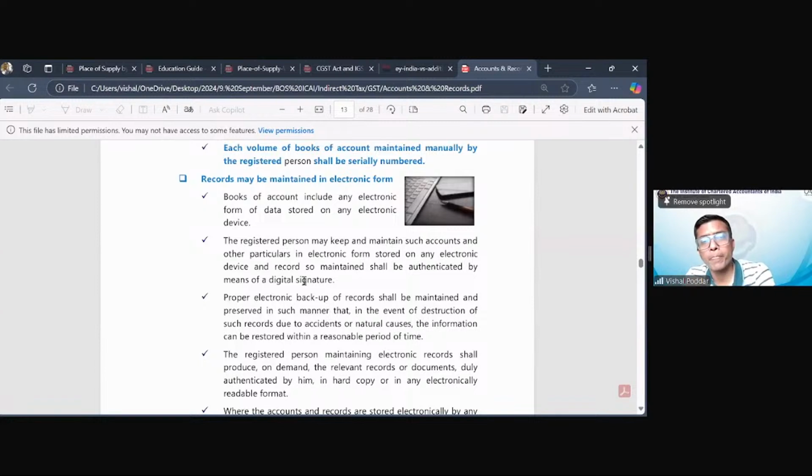So this also we know: online records or digital records, what is the proof that they belong to you? Like on physical records, we put our signature physically. So for all online records, you have the digital signature. So these have to be digitally signed.